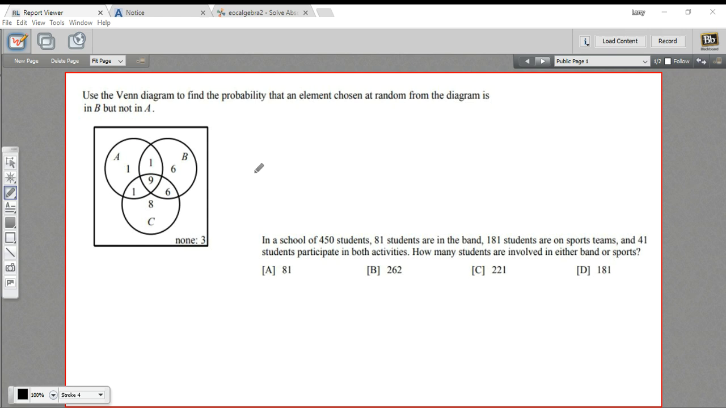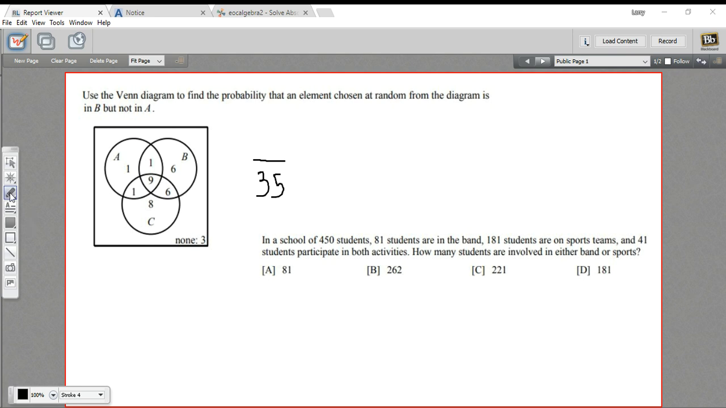So we usually express probability as a fraction, and on the bottom is all the possible outcomes. If we're going to choose some member from this diagram, all possible outcomes would be the number of members there are. So what we need to do is just add up all these numbers. Here's 1 plus 1 plus 1 plus 9 plus 6 plus 6 plus 8 plus these three down here who are not in A, B, or C, but hanging around outside. All of those add up to 35, I'm pretty sure. You may want to check my addition there.